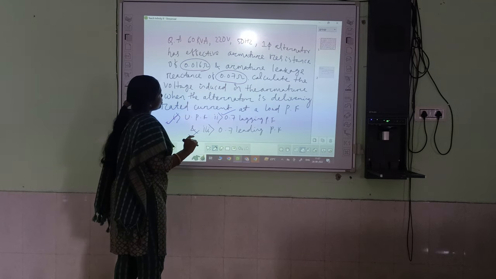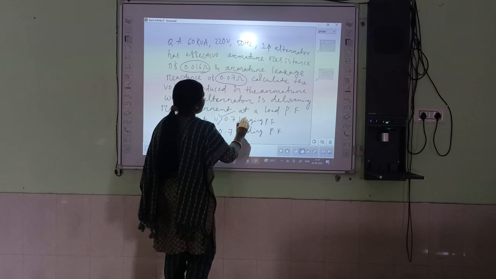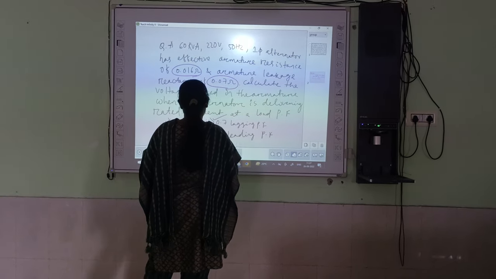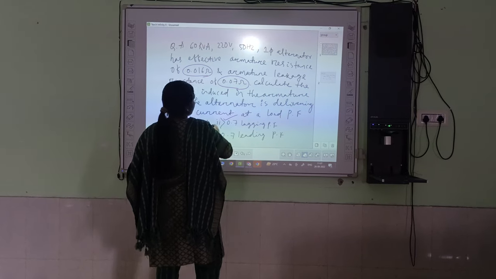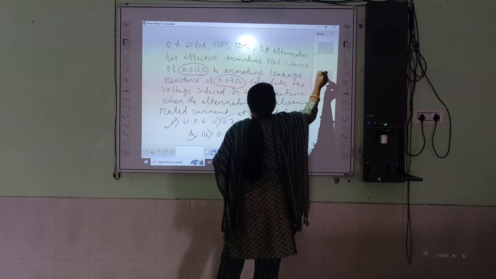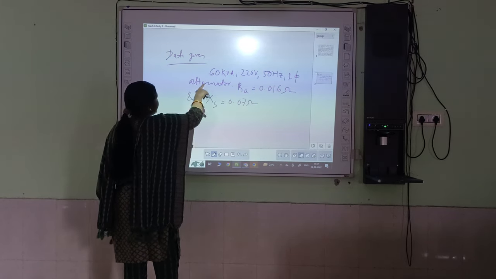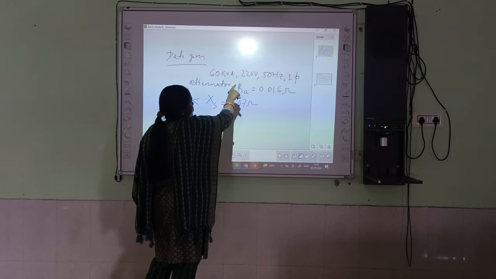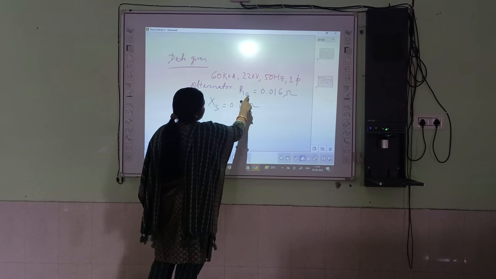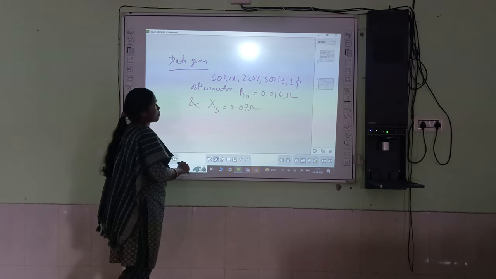Calculate the voltage induced in the armature when the alternator is delivering rated current at a load power factor. Okay. Here, the data given is 60 kVA, 220 volt, 50 hertz single phase alternator, and armature resistance is 0.016 ohm, and leakage reactance is 0.07 ohm.